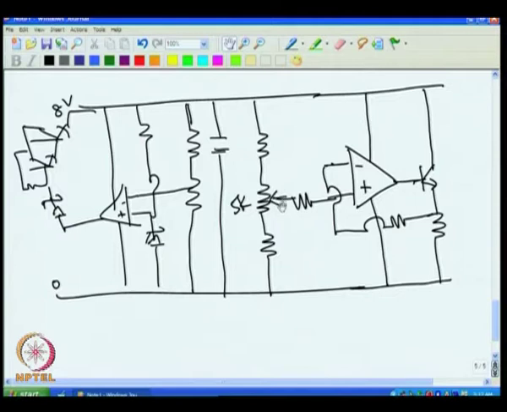So if I give more voltage, then I will get more voltage here, and then automatically more current will flow. So if I increase this, then I will find that the current through this is also increasing.